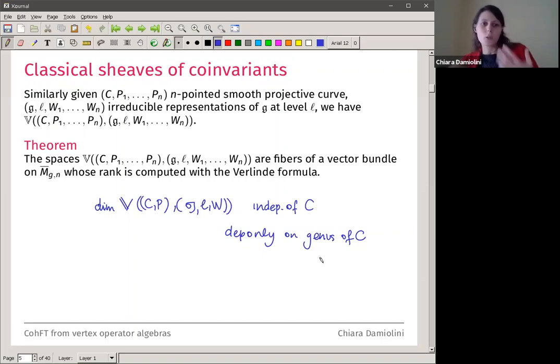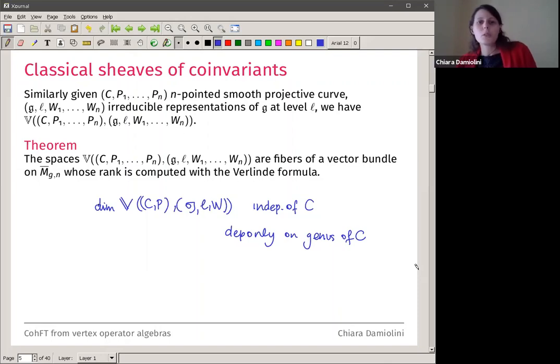In particular, these spaces have also other interpretations, as spaces of generalized theta functions, and I will not go into this direction, but if you have more questions, I can address them. And if I have time at the end of the talk, I might talk about some open questions, some of which involve also these classical conformal blocks and coinvariants. So this is the classical picture.